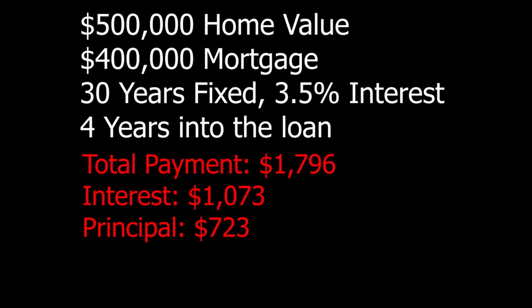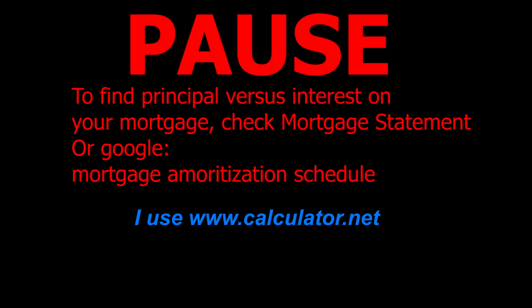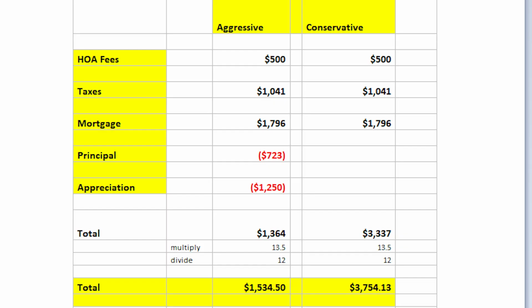All right, let's use a real world example now. You have a property that's worth $500,000. You got a loan on that property for $400,000 a little over 4 years ago, or let's say 4 years exactly ago. On one side, I have the aggressive, and on the other side, I have the conservative. So the HOA fees, for this example, we're going to assume they're $500. Plug $500 onto each side.